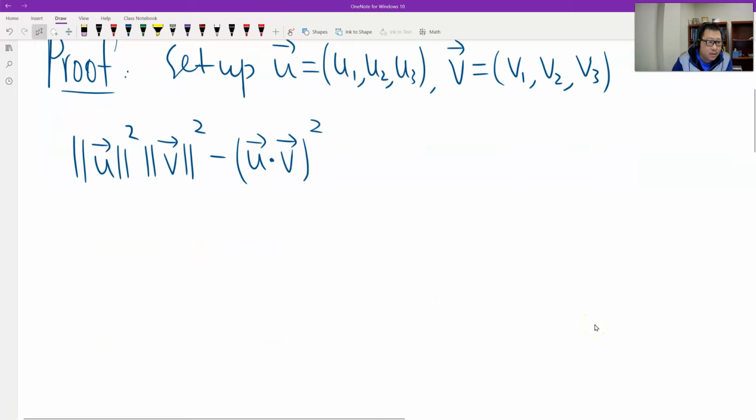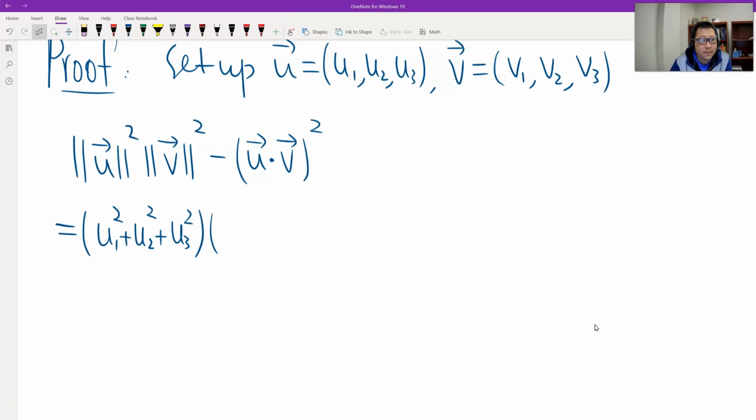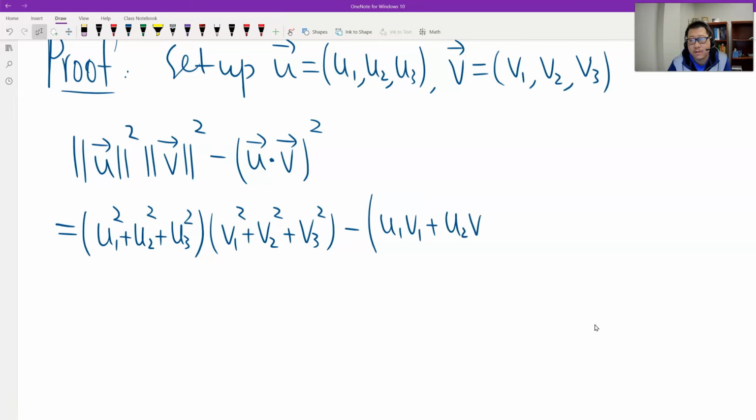There will be a lot of calculation, so be patient. The norm, by definition, is the sum of the squares of the components, which is U1 squared plus U2 squared plus U3 squared. This is the square of the norm of U. The same for V, which is V1 squared plus V2 squared plus V3 squared. Then minus the dot product, the sum of products, U1 V1 plus U2 V2 plus U3 V3, and then squared. Distribute now.